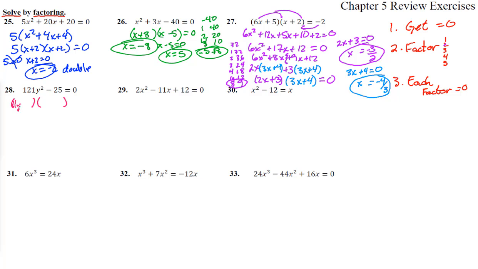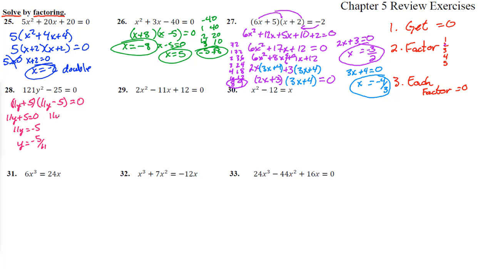This is 11y and a 5, and 11y and a 5. One's a plus and one's a minus. That's a difference of squares. Now that's equal to 0, so each factor equals 0. 11y plus 5 equals 0. Subtract 5. 11y equals a negative 5. Divide by 11, you get y equals negative 5/11.